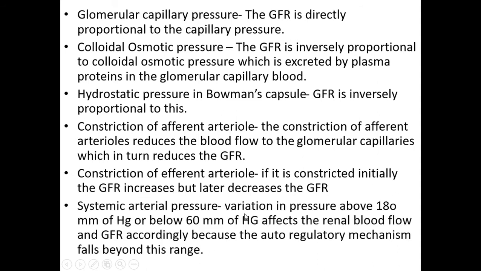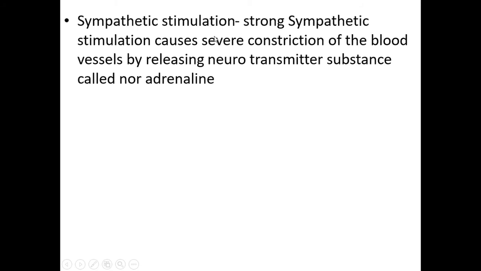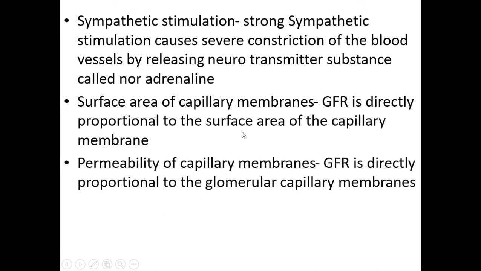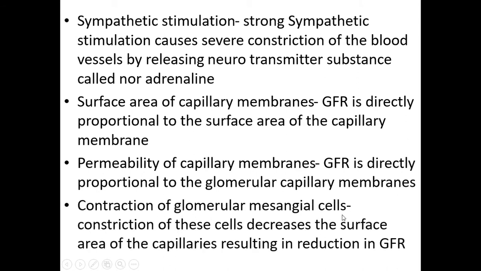Systemic arterial blood pressure: a variation in pressure above 180 and below 60 mm of mercury affects renal blood flow and GFR accordingly, because the autoregulatory mechanism fails beyond this range. Sympathetic stimulation: strong sympathetic stimulation causes severe constriction of the blood vessels by releasing the neurotransmitter noradrenaline. The surface area of capillary membrane: GFR is directly proportional to the surface area of capillary membrane. Permeability of capillary membrane: GFR is directly proportional to the permeability of the glomerular capillary membrane. Contraction of glomerular mesangial cells: constriction of these cells decreases the surface area of the capillary, resulting in reduction of GFR.